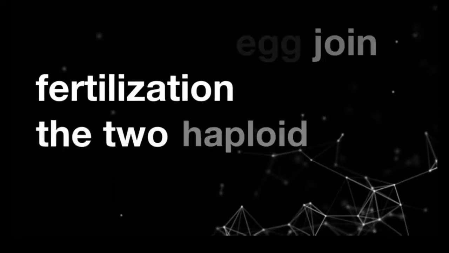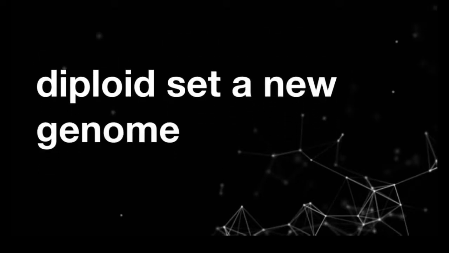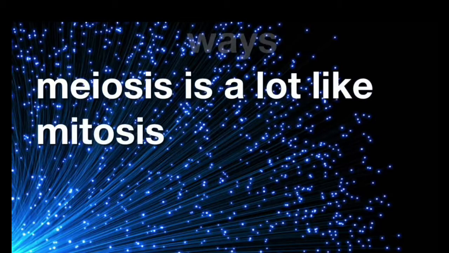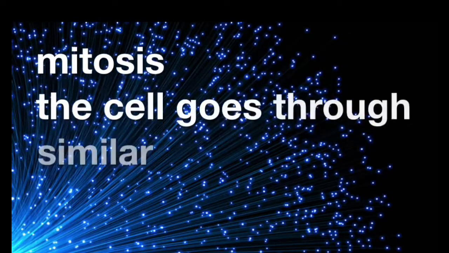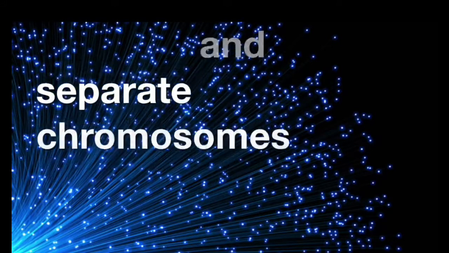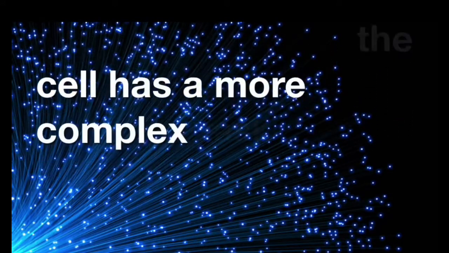When a sperm and an egg join in fertilization, the two haploid sets of chromosomes form a complete diploid set, a new genome. In many ways, meiosis is a lot like mitosis. The cell goes through similar stages and uses similar strategies to organize and separate chromosomes. In meiosis, however, the cell has a more complex task.